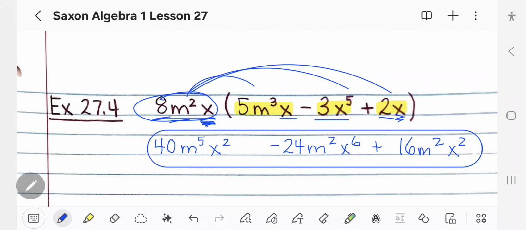And you can check to see, do I have any like terms? But there are no like terms here that you can add together, because those variables do not match these variables and exponents, and they don't match these. So this would be our final answer.